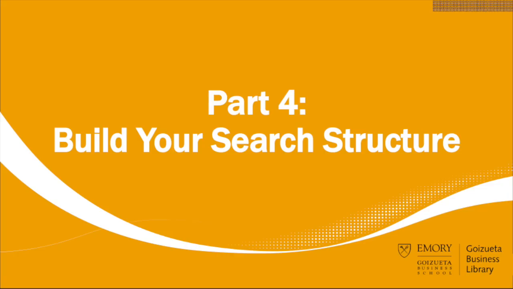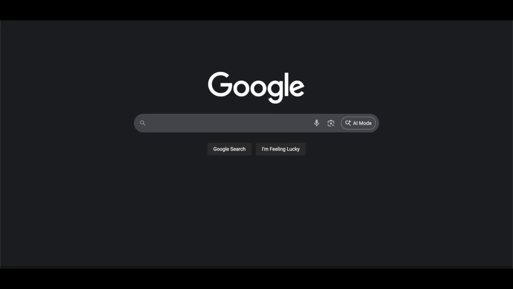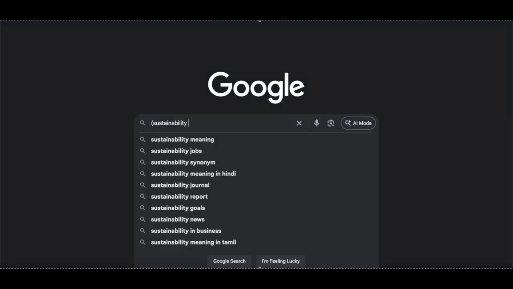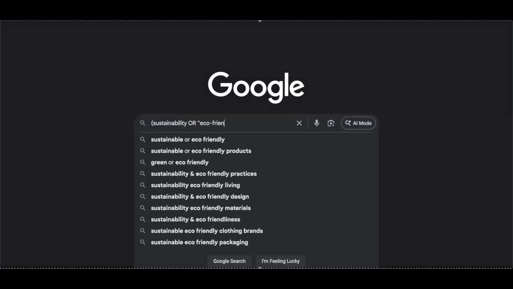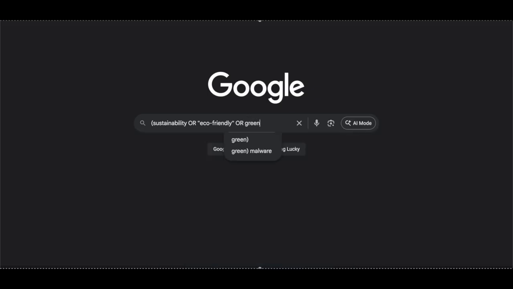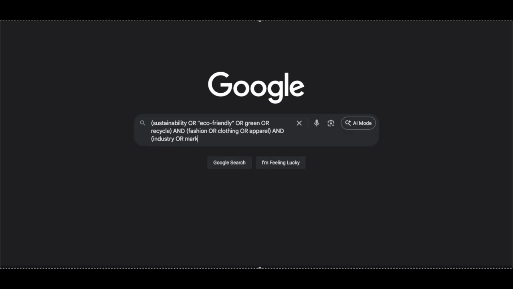Part 4, Build your search structure. Finally, connect your group key concepts using AND. Here's how your search might look. In parentheses, sustainability or, in quotation marks, eco-friendly, or green, or recycle, and in parentheses, fashion or clothing or apparel, and in parentheses, industry or market, and in parentheses, trends or impact or outlook or strategy.